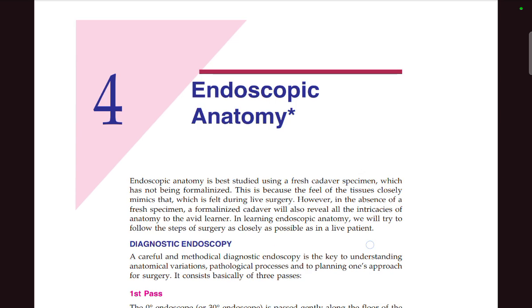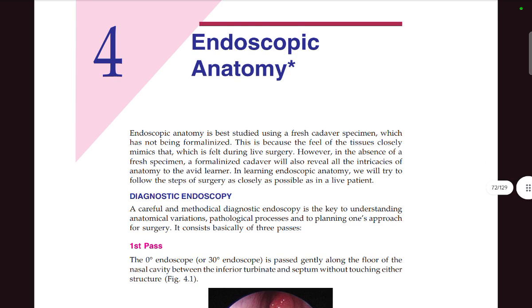Endoscopic anatomy is best studied using a fresh cadaver specimen, which has not been formalized. This is because the feel of the tissues closely mimics that which is felt during live surgery. However, in the absence of a fresh specimen, a formalized cadaver will also reveal all the intricacies of anatomy to the avid learner.